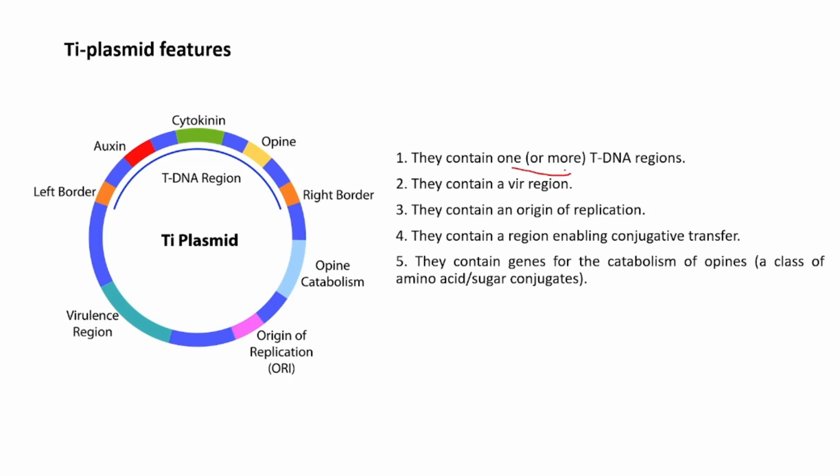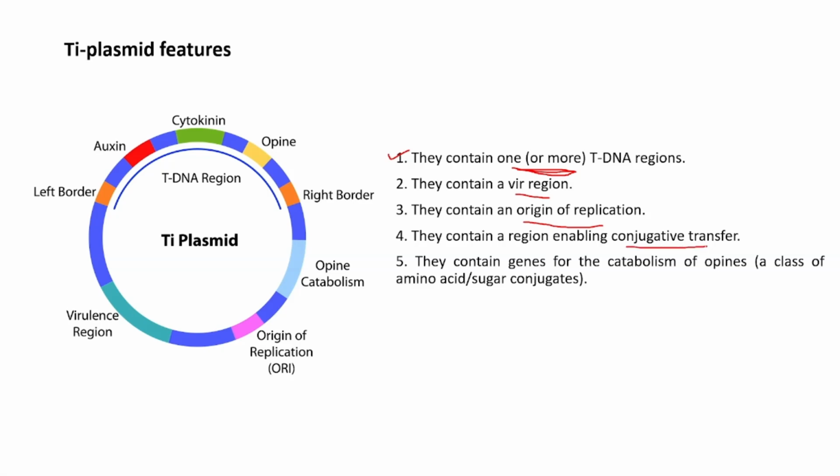One, it can have one or more tDNA regions. This is very important. So whenever you get a question, this is not something that it has to have only one tDNA region. It can have multiple tDNA regions. It should contain one VIR region. It should contain its own origin of replication, and it should contain sometimes a region enabling conjugative transfer.